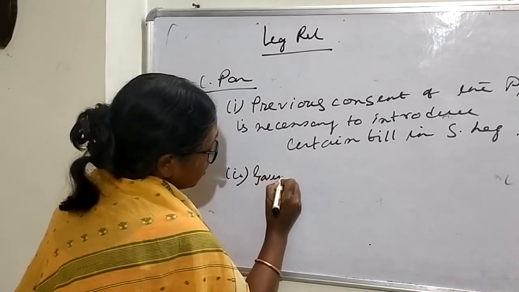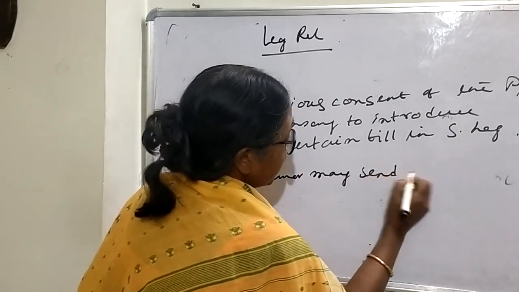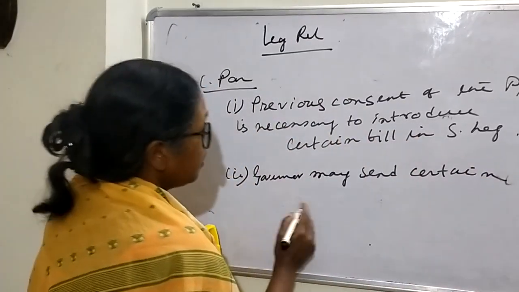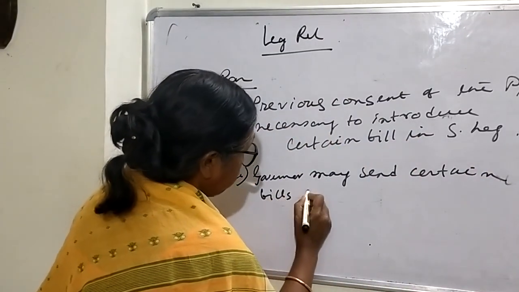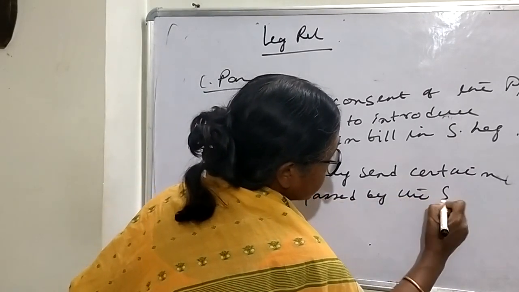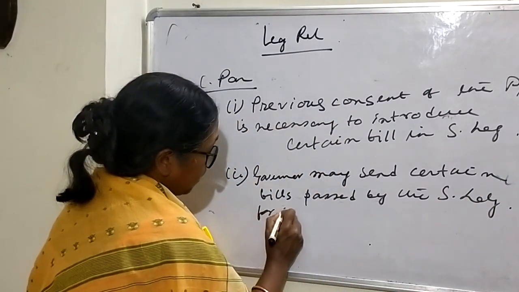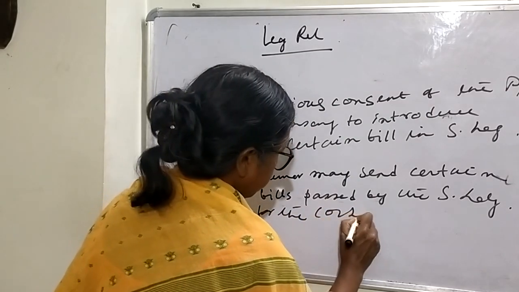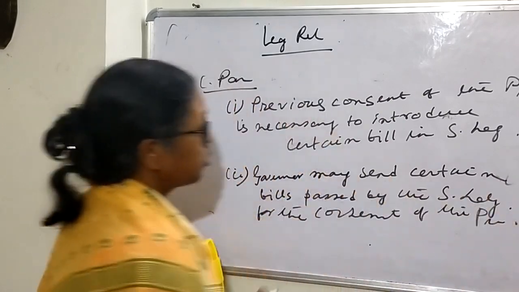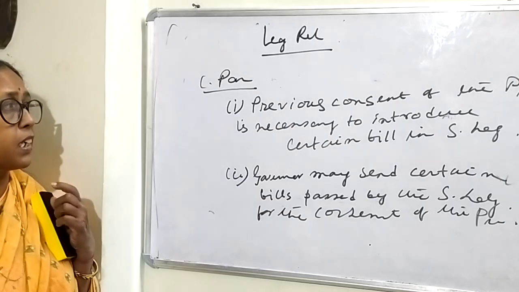Then sometimes the governor may send certain bills passed by the state legislature for the consent of the president. Okay, so the central parliament is much more powerful in legislative matters.